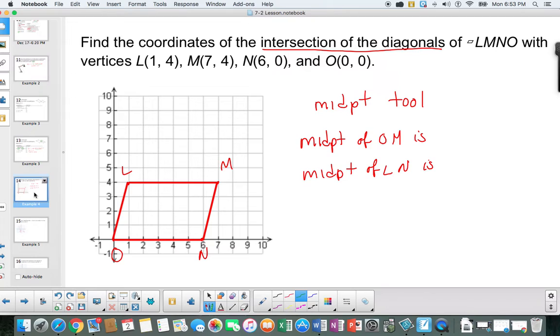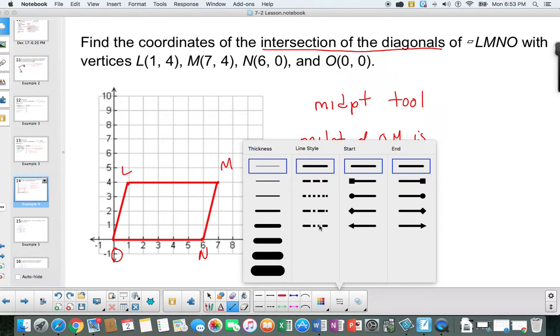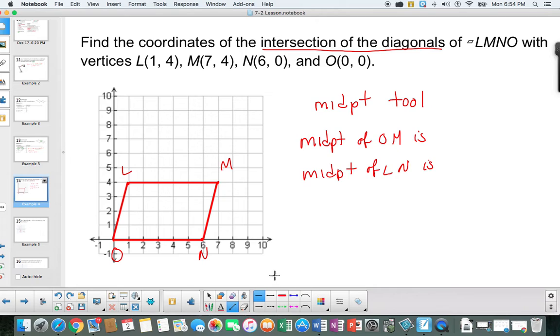Let's look at a coordinate proof. I plotted the points and we want to find the coordinates of the intersection of the diagonals. We want to know where these diagonals intersect. So let me go ahead and draw the diagonal here and then draw the diagonal here. And we'd like to use a coordinate proof to do that.